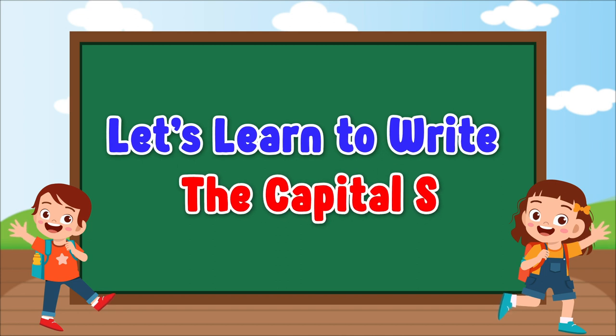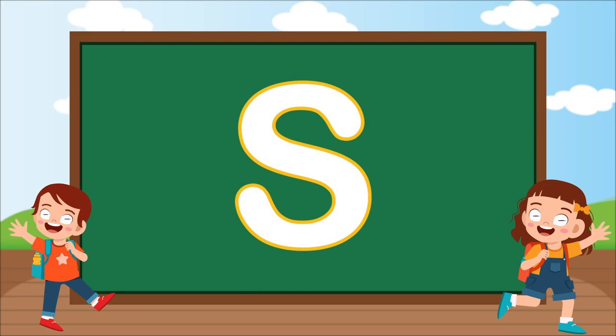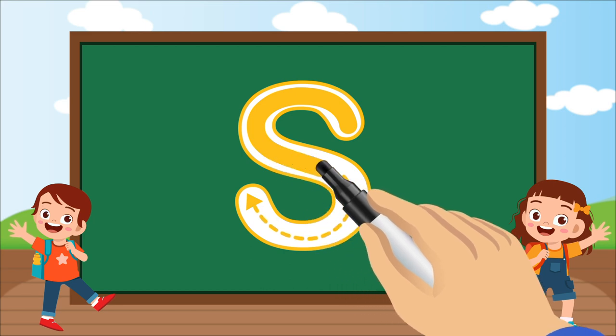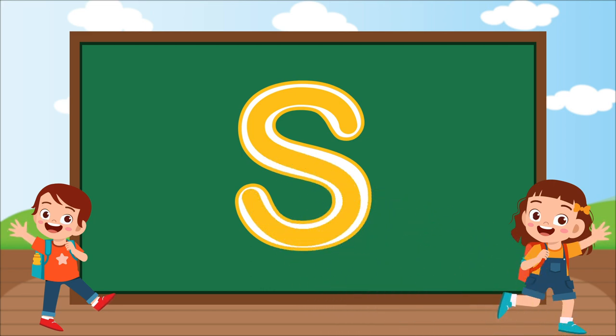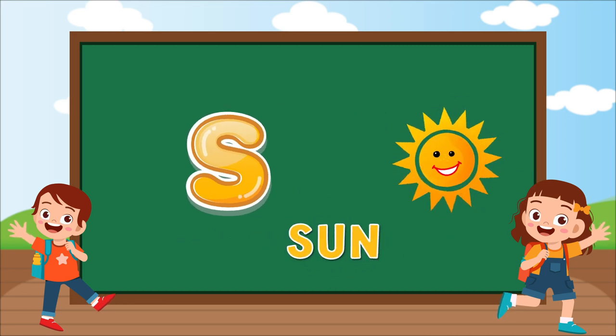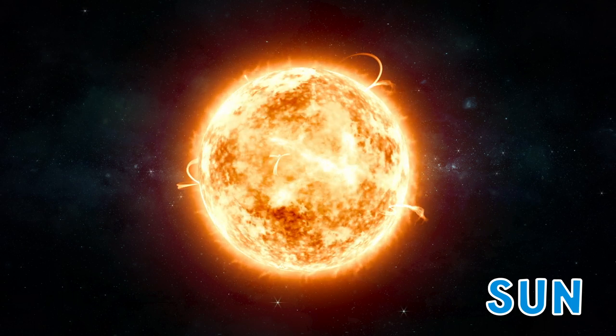Let's learn to write the capital S. First, we will start drawing to the top and swing to the left and create a curve. Now again swing to the right and create another curve to the bottom. S is for sun. Sun.